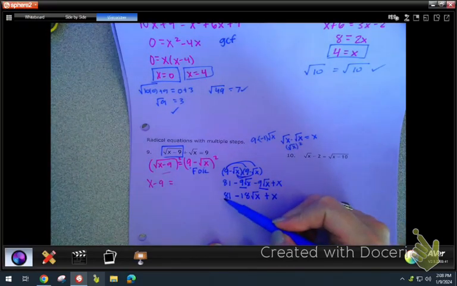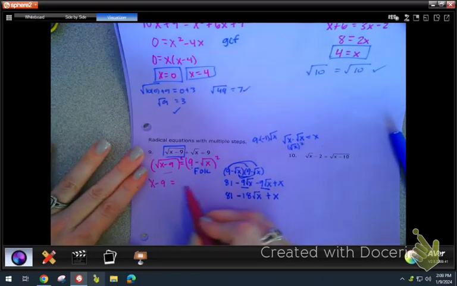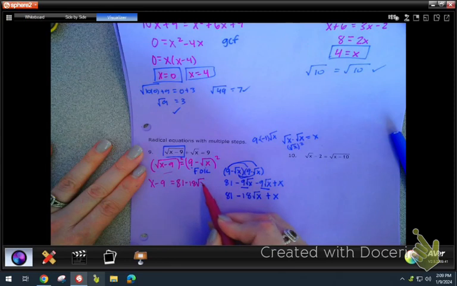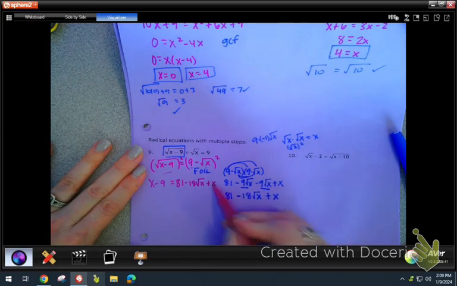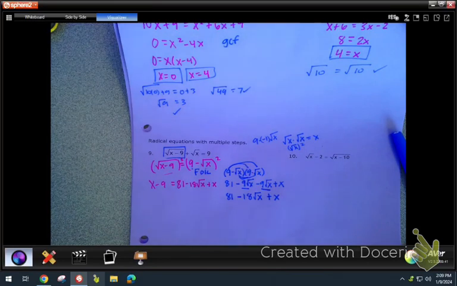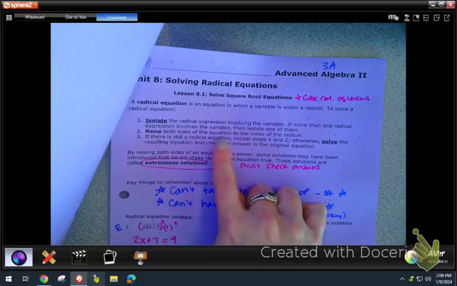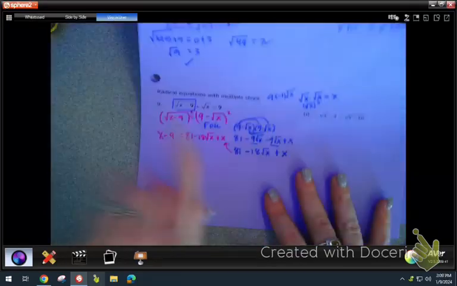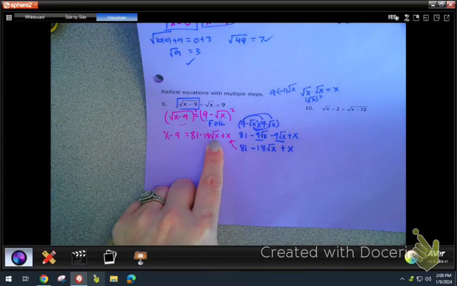So I'm going to put this trinomial over here. 81 minus, this is honestly the worst part, FOILing that out. But it sure makes it a heck of a lot easier if that second radical is really simple. It would make it even worse if it wasn't. So I put that right here. Remember, if there's still a radical in the equation, you start over your steps. So I have a radical in the equation still, which means I need to go back to step 1.